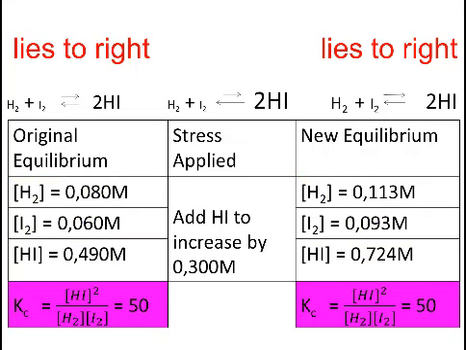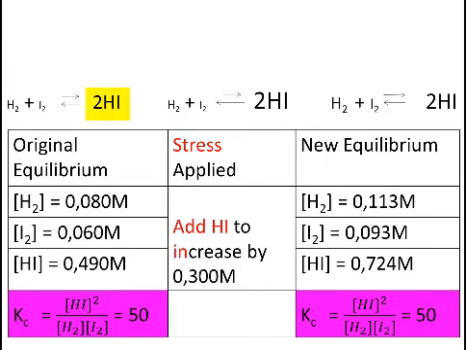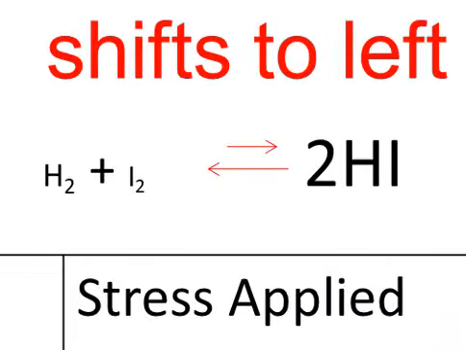So we see that this equilibrium state lies to the right, and we notice that even though we apply a stress, afterwards the new equilibrium that is attained lies just as much to the right. Kc is also 50. Now, what is the stress that is introduced? It is an increase in concentration of HI, in other words, an increase in concentration of the products. And what effect does this have? It disturbs the equilibrium for a while, shifting the reaction to the left, favoring the reverse reaction, in other words.